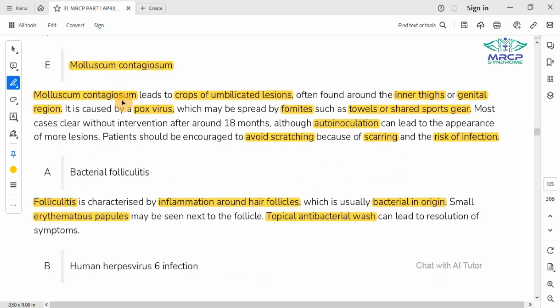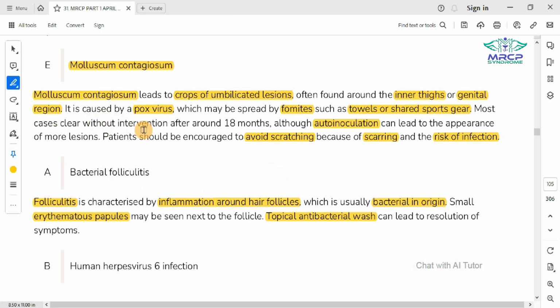Molluscum contagiosum leads to crops of umbilicated lesions, often found around the inner thigh or genital region. This is caused by a pox virus, which may be spread by fomites such as towels or shared sports gear.